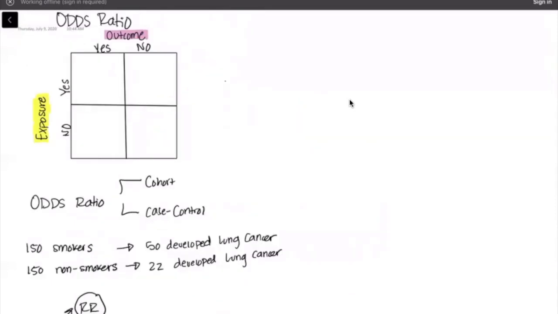In the next video, we are going to apply our understanding of these two study designs towards calculating odds ratio, both for a cohort study and a case control study.